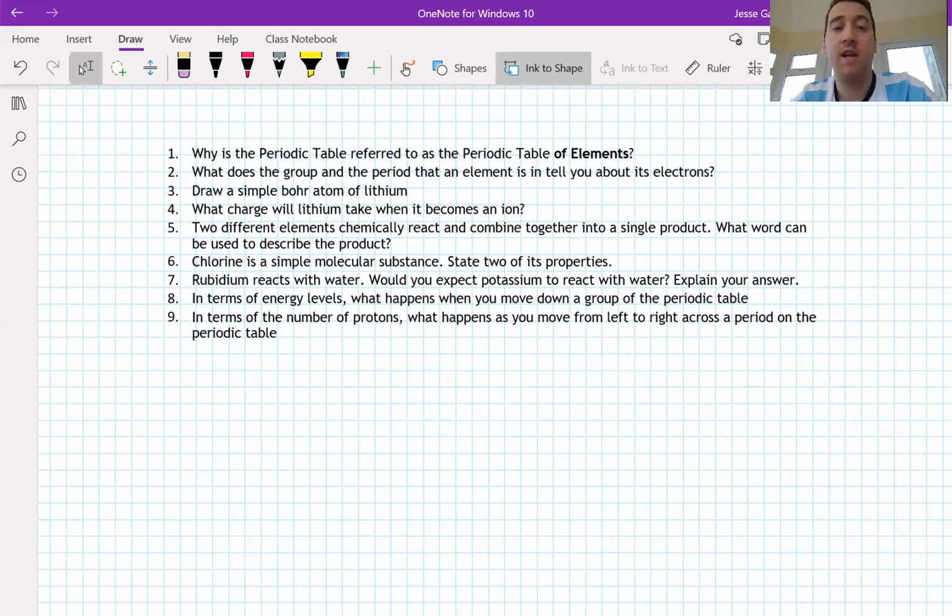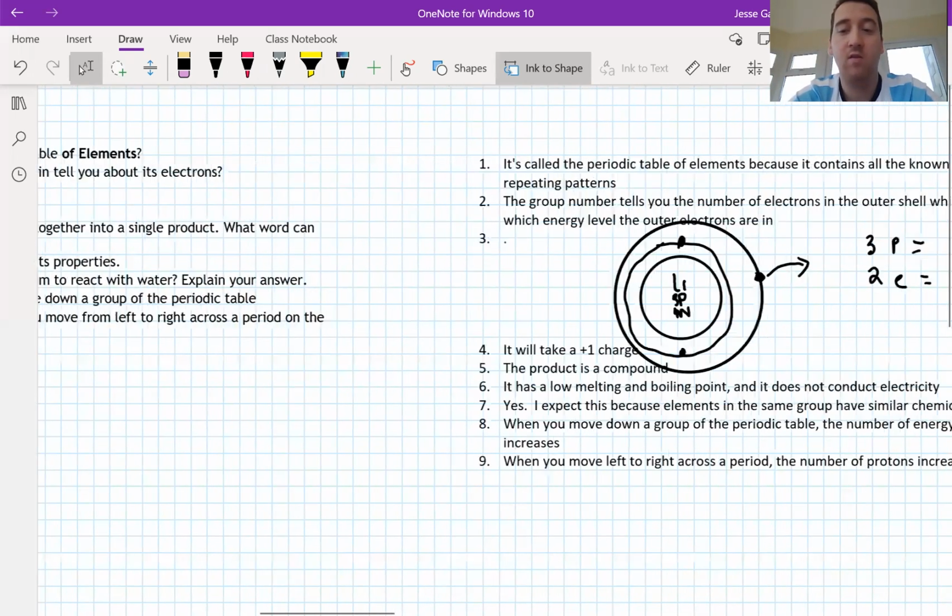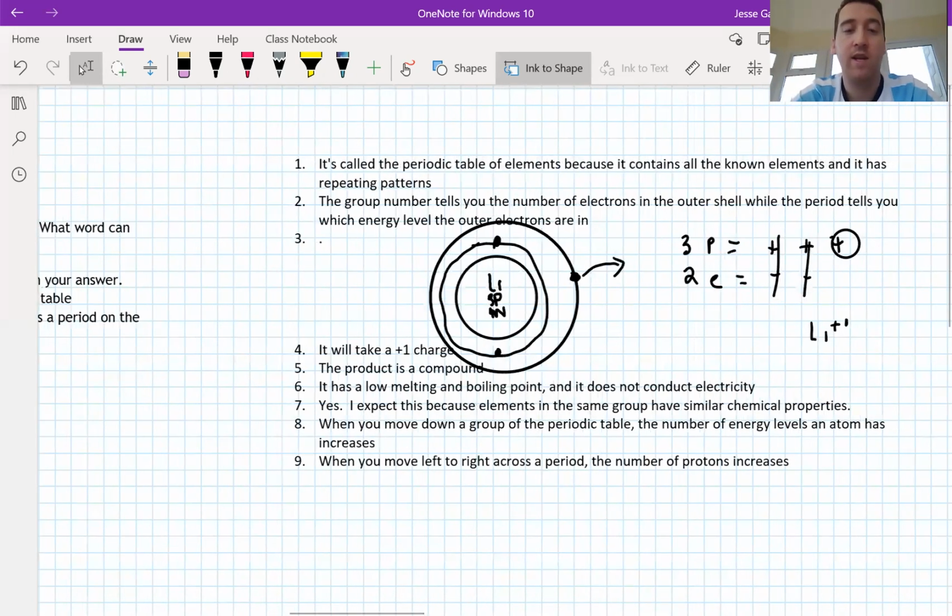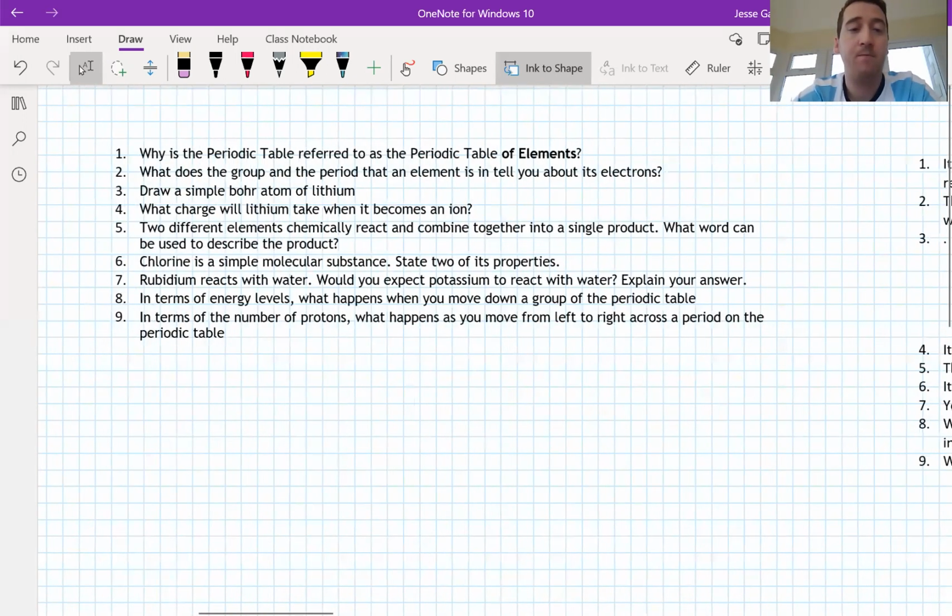Okay, so rubidium reacts with water. Would you expect potassium to react with water? The answer is yes, you would, because they're in the same group. Elements in the same group have similar chemical properties. So that's question 7. Yes is the answer, but it asks you to explain your answer. Yes, I expect this because elements in the same group have similar chemical properties.